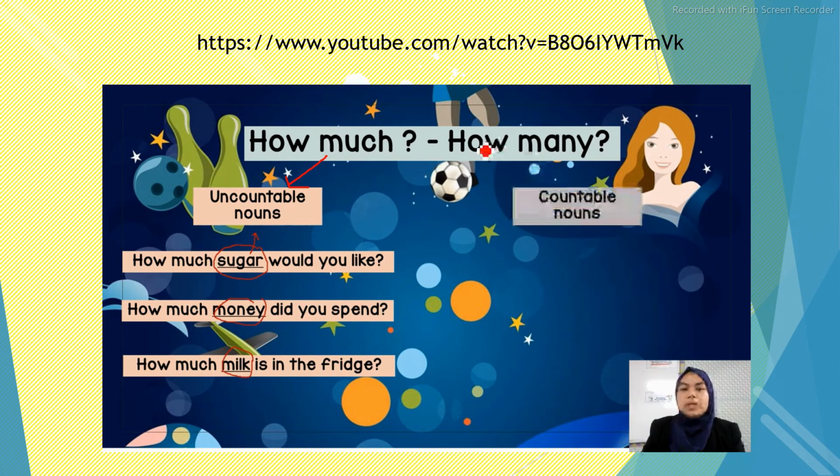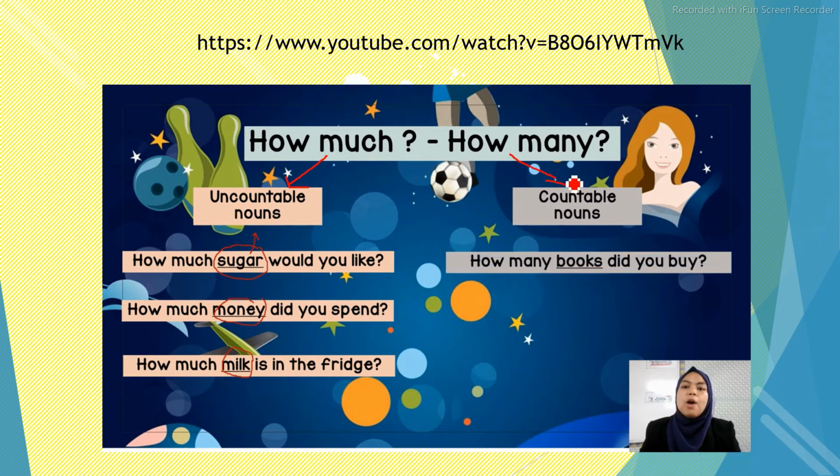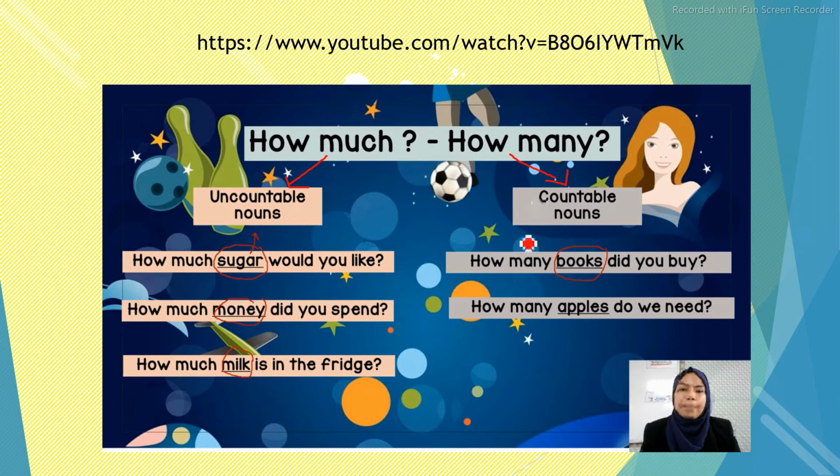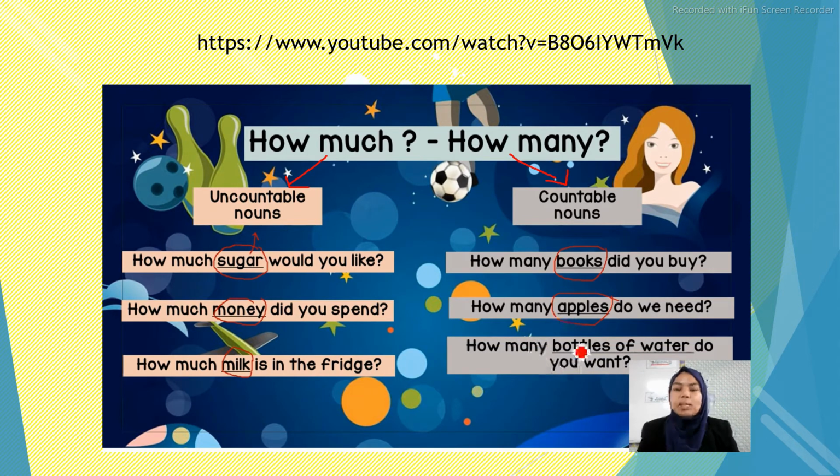Okay, what about how many? We use how many to ask questions for countable nouns. For example, how many books did you buy? One book. Two books, boleh kira kan? So, you use how many books did you buy? Next, how many apples do we need? Apples, boleh kira tak? Boleh kira, so you use how many.